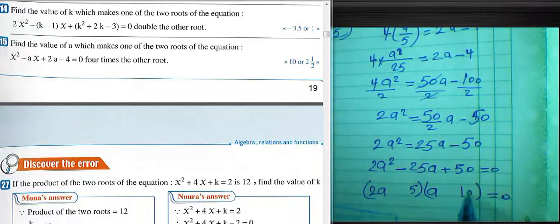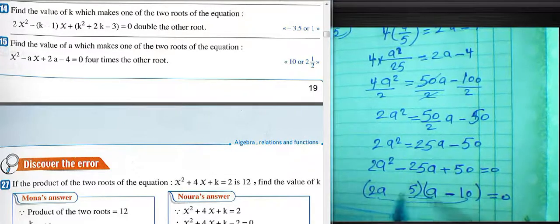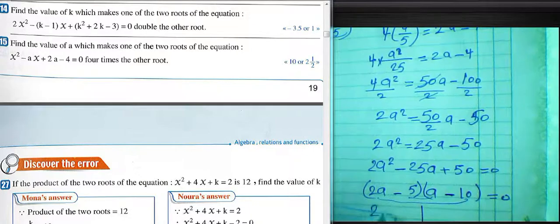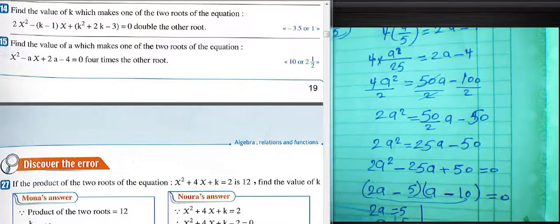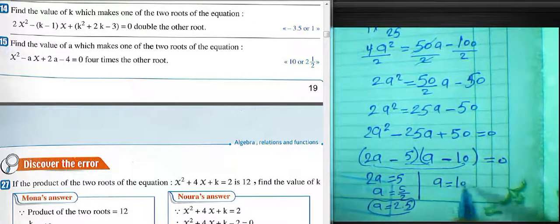5 multiplied by 10 equal 50. 2 times 10 equal 20. 5 plus 20 equal 25. Write negative and negative. So 2a equal 5, and then a equal 5 over 2. A equal 2.5, and the other result about a equal 10. So we have two results, 10 and 2.5.